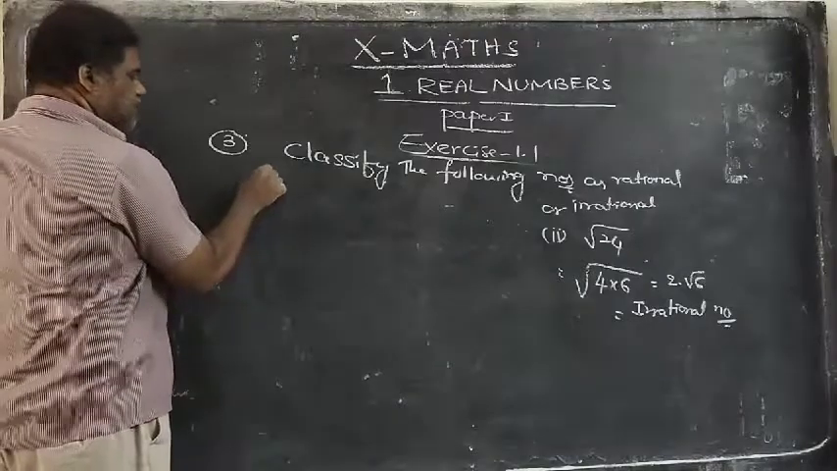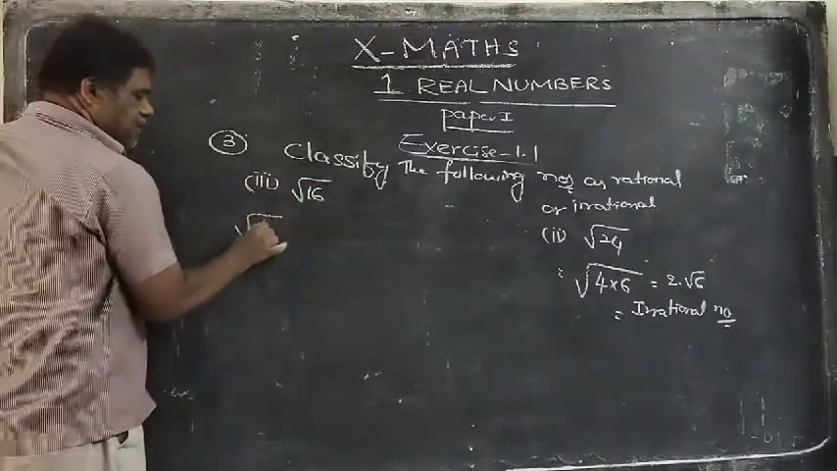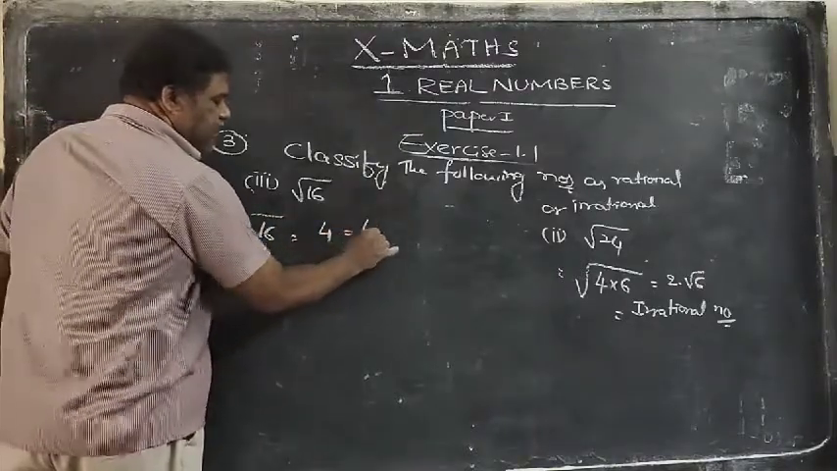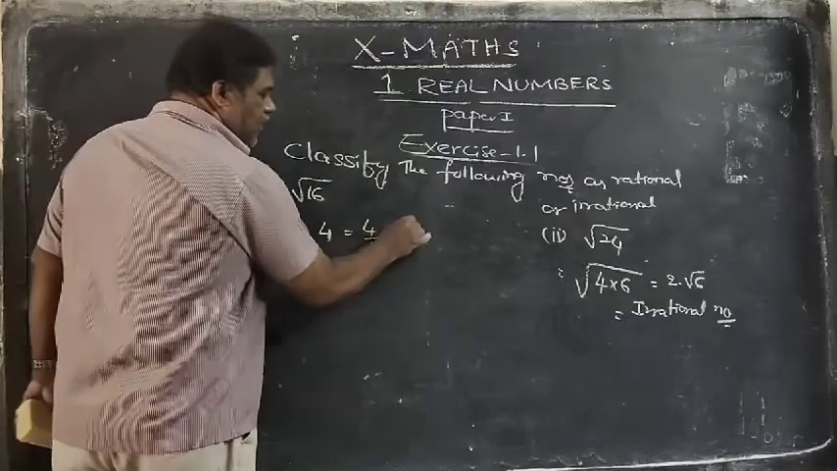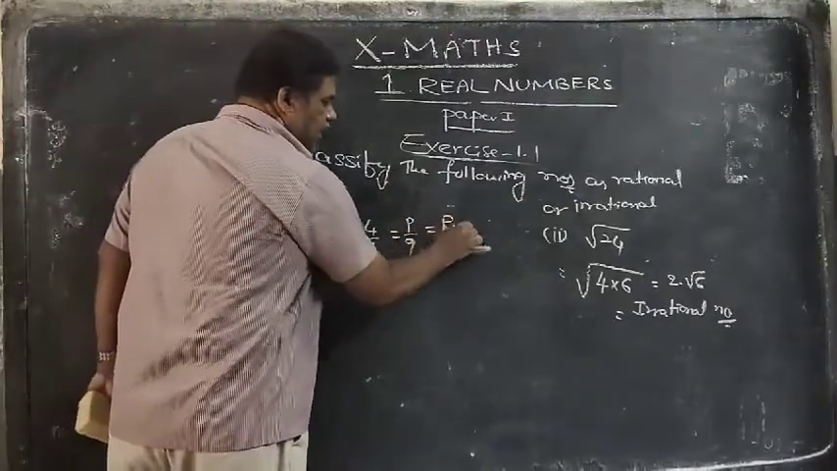Third one, square root of 16. Square root of 16 we know it is 4. 4 can be written as 4 by 1, in P by Q form you can write. If a number is written in P by Q form, it is called a rational number.